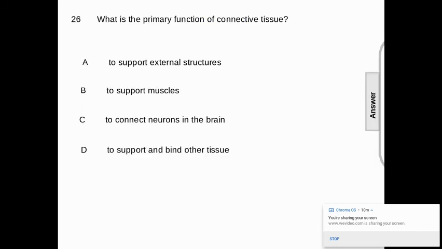What's the primary function of connective tissue? To support external structures, to support muscles, to connect neurons to the brain, or to support and bind other tissue. The answer is D. Connective tissue is to support and bind other tissue.